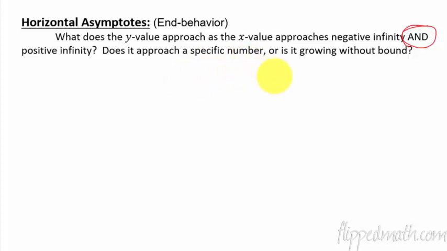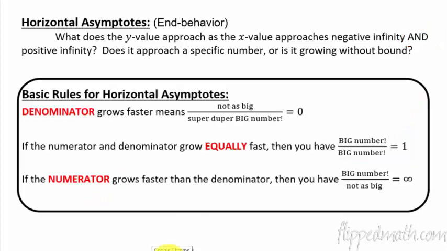So, does it approach a specific number, or is it just growing without bound, going up and up and up, or maybe going down and down and down on the left? So that's what we're talking about here: growing without bound, or approaching a specific number for a horizontal asymptote?